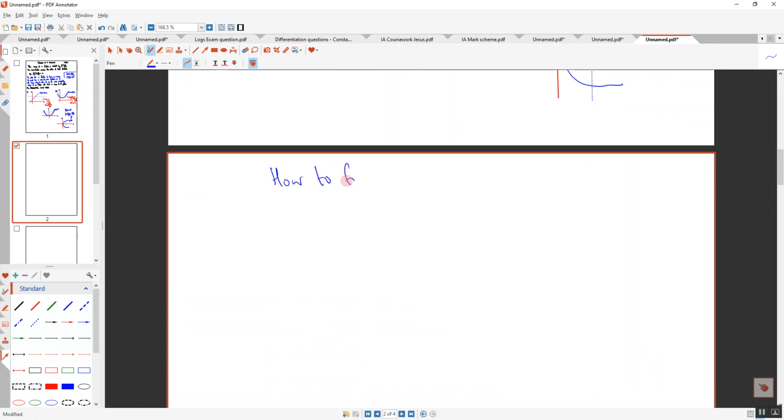Well, let's find out how we figure out what the inverses are. How to find an inverse. So it's a little method.